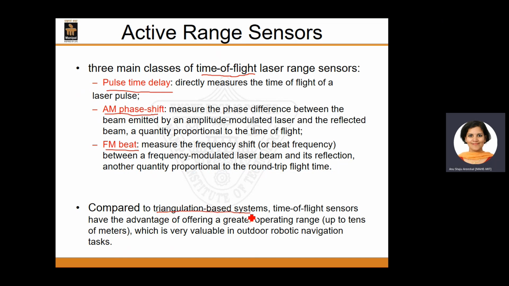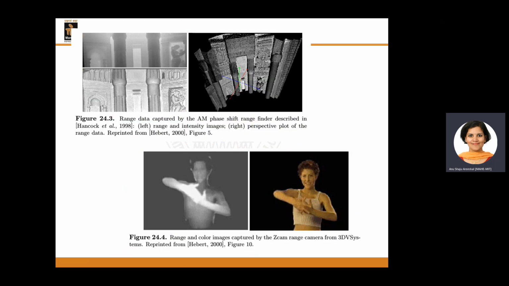Compared to triangulation based systems, the advantage of the time of flight sensors is that they have a larger operating range. Usually triangulation based systems show good results only if the objects are nearer to the cameras. Otherwise, if it's a laser point, what happens is that as the distance increases, the light disperses, right? So time of flight sensors have the advantage that even if the objects are further away from the camera, they still give better results as compared to triangulation based sensors.